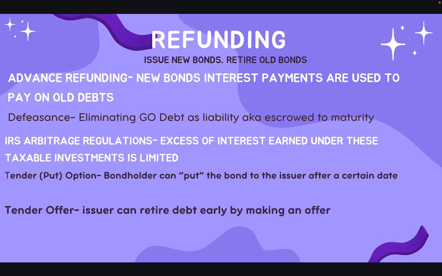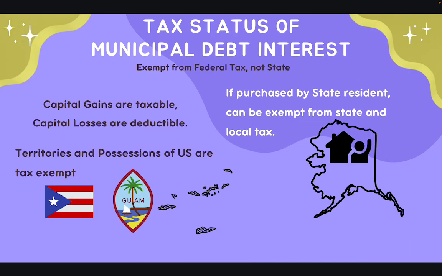And then there's a tender offer. The issuer has the option to retire the debt early by making an offer. So there's a tender put option. Basically you say, hey, I'm done holding on to this. You got to give me my money back. And there's a tender offer. The issuer says, hey, I'm going to go ahead and retire this debt early and make you an offer.